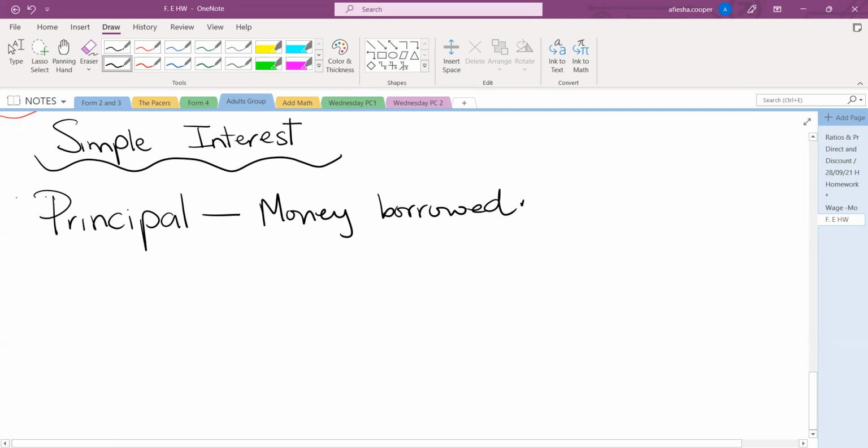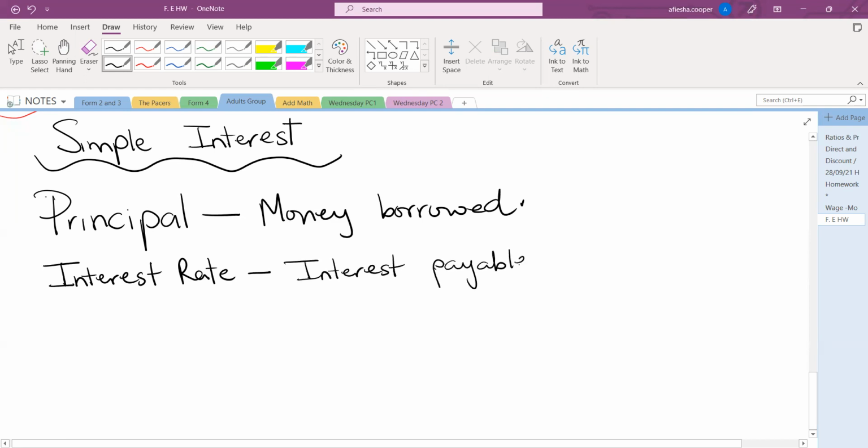Now, you're going to have something called an interest rate. Your interest rate is the interest payable on the money borrowed. Of course, you borrow money from the bank, you don't just go back and give the bank all the money that you borrowed. You have to pay them something additional, which is called interest. So the interest payable on the money borrowed.